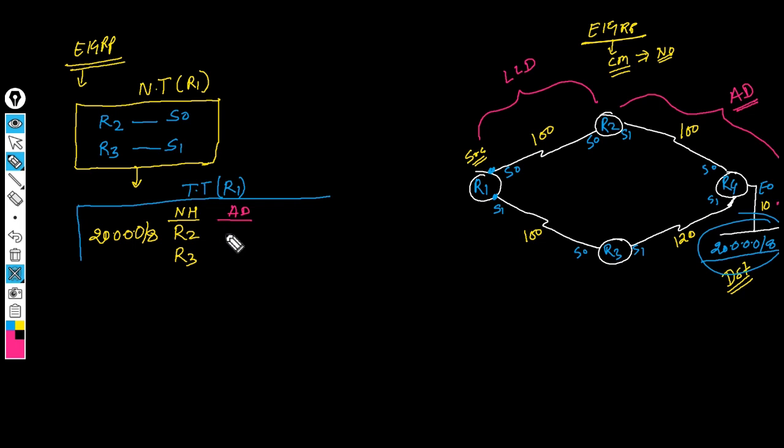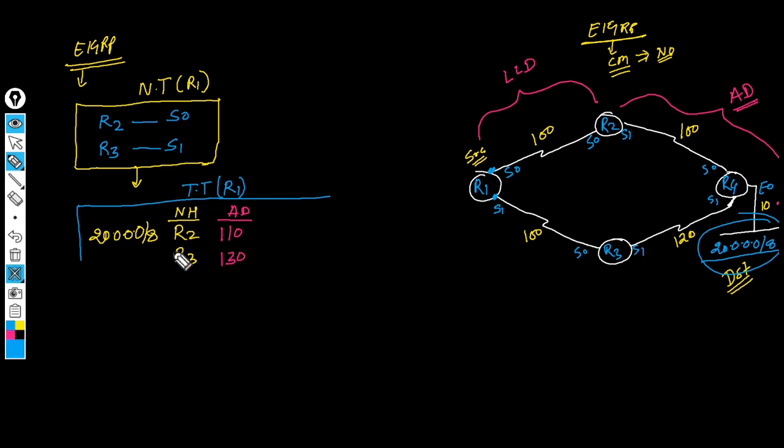Via R2, this will be the advertised distance. And after that, from here to here is LLD, local link distance, and from here to here is considered as AD, advertised distance. So if you go via this, the advertised distance will now be 130, correct? No, 120 plus 10, 130.